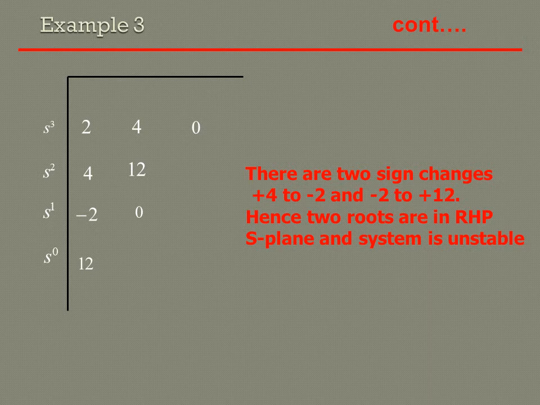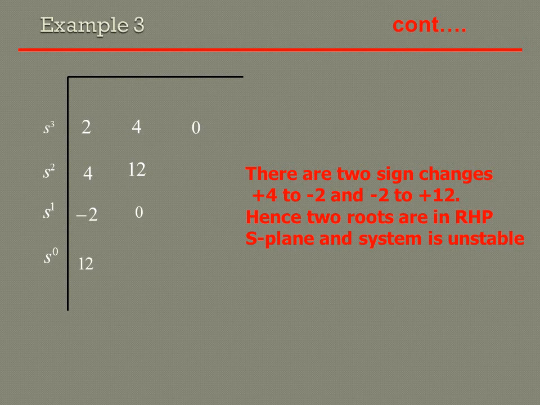Now observe the first column of the roots array. It is having the values 2, 4, minus 2 and 12. So there is sign change in this column. Let us see how many times the sign is changing. See, going from 4 to minus 2, the sign has changed one time.